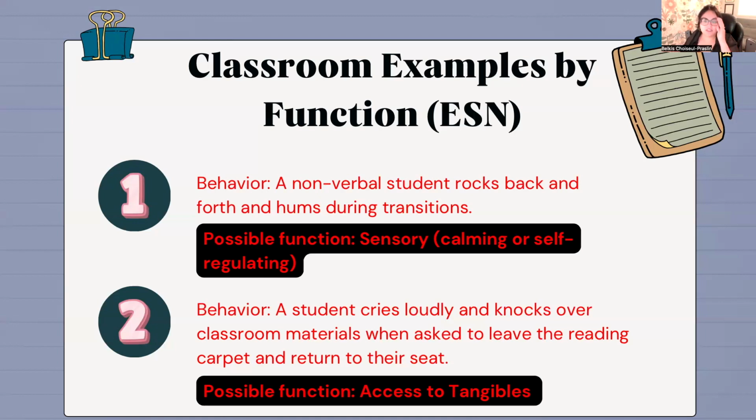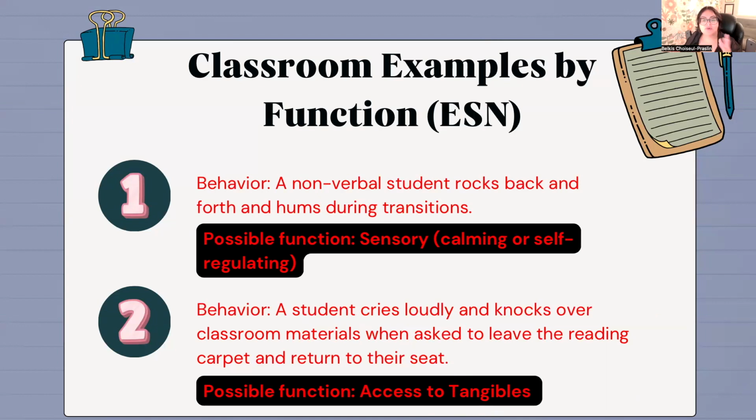They're not trying to escape a demand or gain attention. A meltdown that they might be having in this moment of crying loudly and knocking over materials is a way for them to try to hold on to the activity that they don't want to give up. It's their access to tangibles. Sometimes the student's internal reaction is, nope, that's not what I want. And the behavior that follows is their way of expressing that.